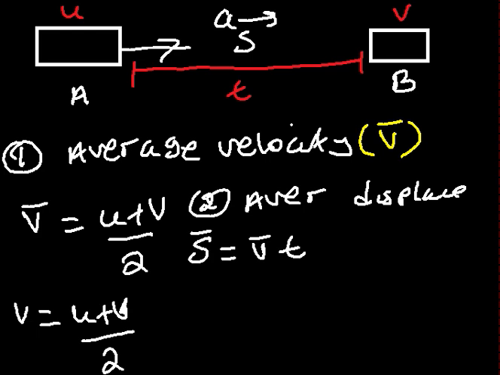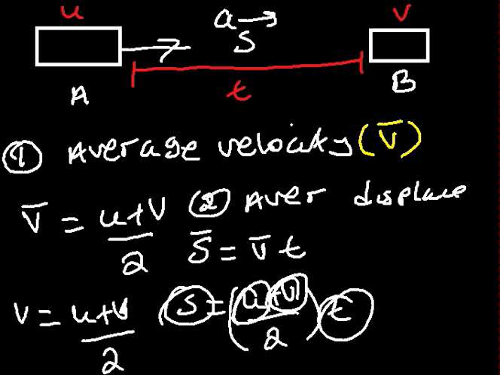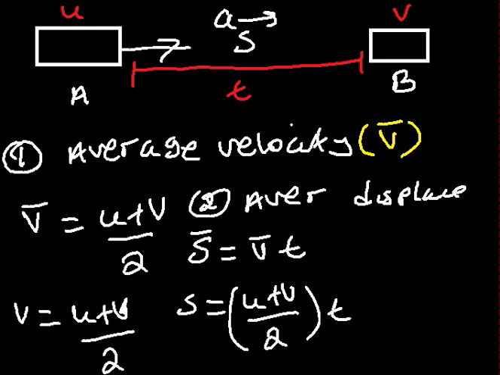So bear in mind that the average displacement is the same as the typical displacement. Hence we'll have the displacement is equal to the average velocity, which is u plus v divided by 2, times t. So this is what we call the average displacement formula. Which means if we have the displacement, initial velocity, and final velocity, we can have the time. Likewise, if we have the time, initial velocity and the displacement, we can have the final velocity using the formula as well.